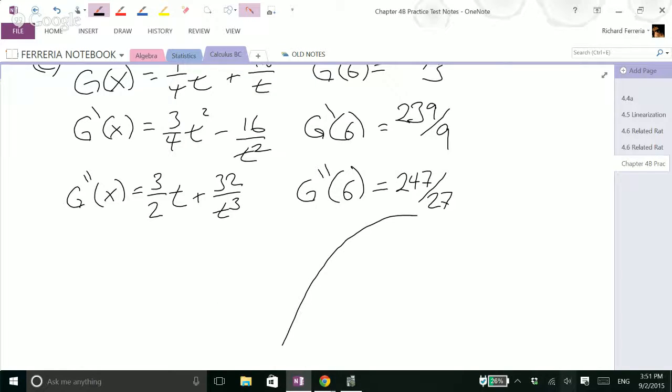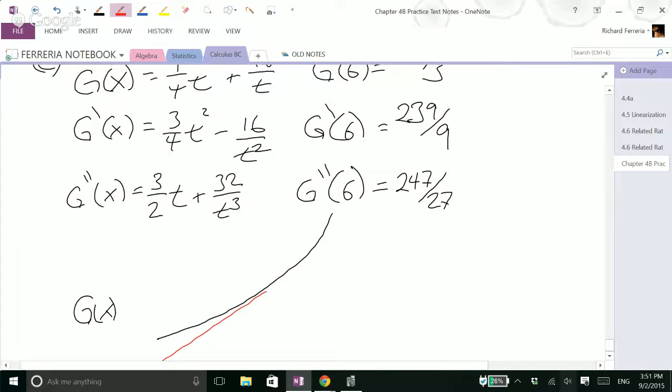So in other words, g of x at g of 6 is going to be kind of like that. Okay. Let's look at a tangent line. Any tangent line there, it's increasing, concave up.